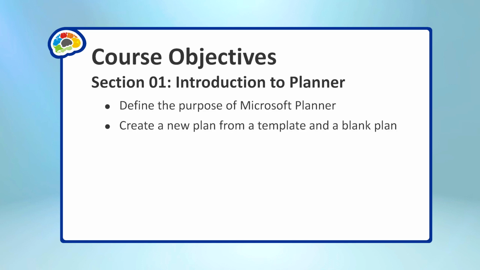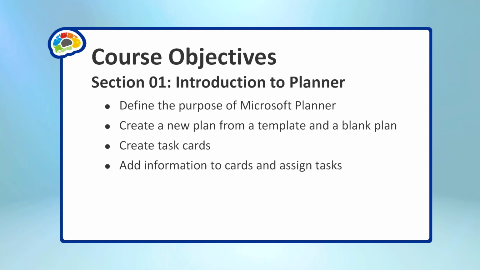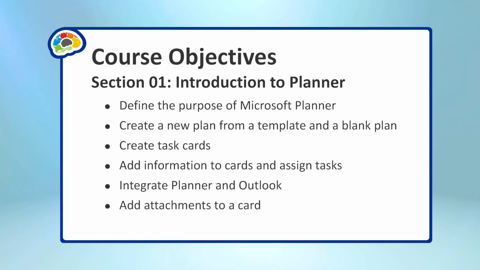Then we'll create a new plan from a template and also from a blank plan. Next, we'll start working with cards. We'll create task cards, add information, and assign the tasks. Then we'll integrate Planner and Outlook and add attachments to a card.